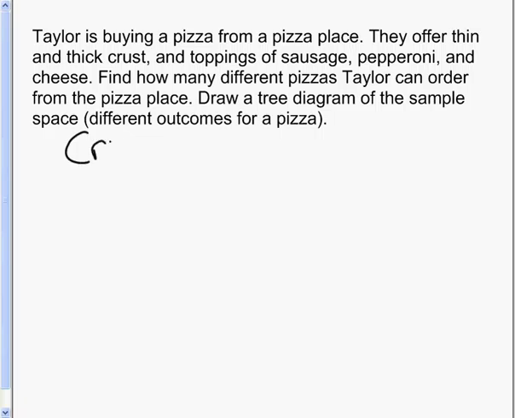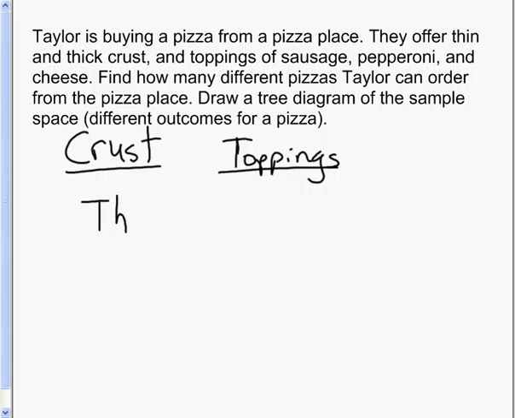So we're going to write first, what are our options here? We have options for crust, then we have options for toppings. So what options do we have for crust? We have thin, so write thin first, and we have thick. And I like to try to space these out a little evenly, as I know my branches are going to be going to the right.